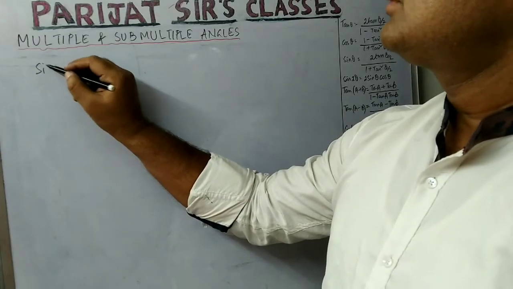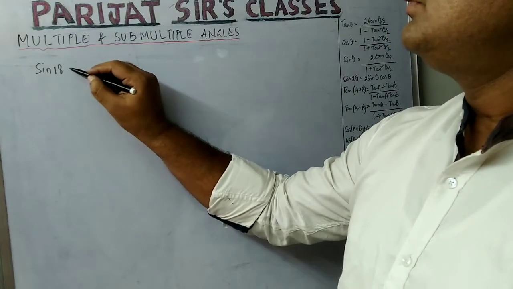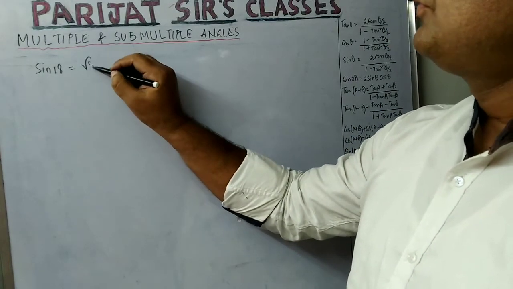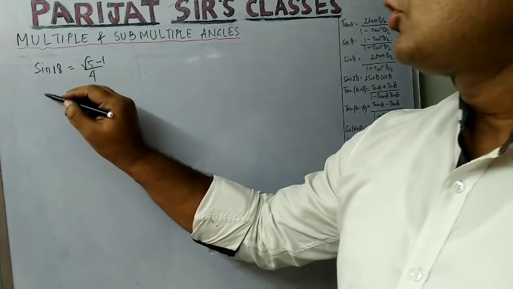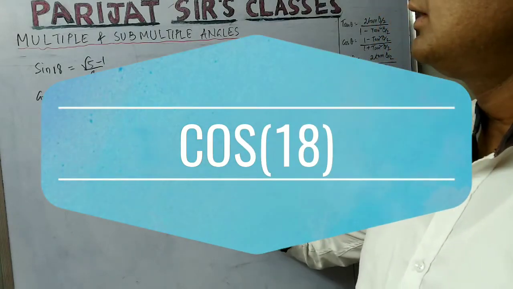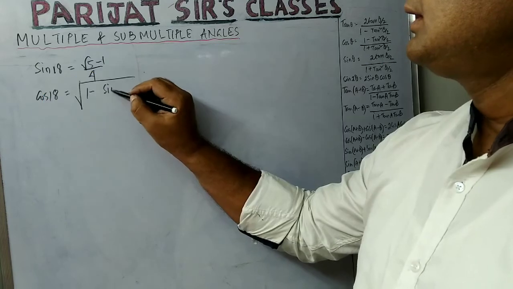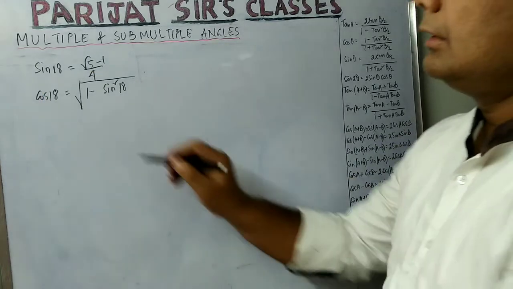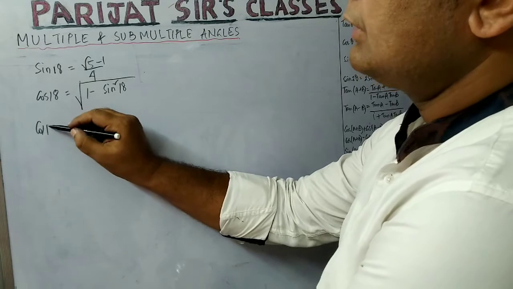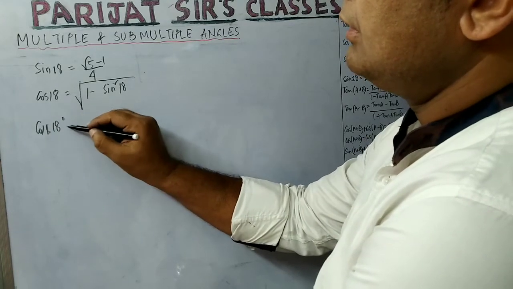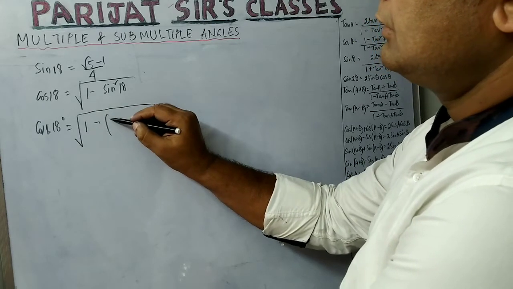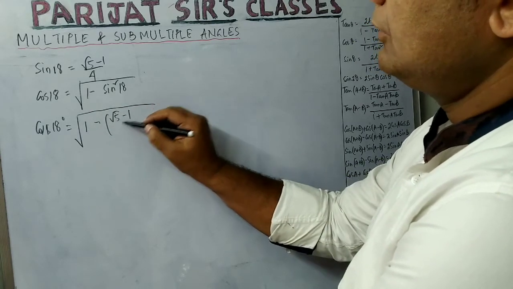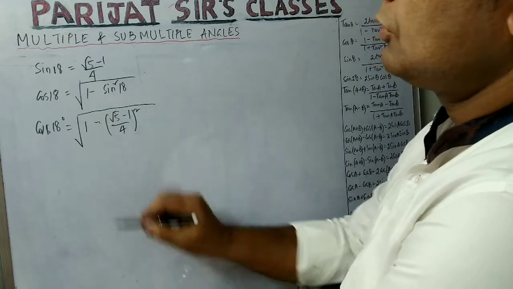So we know that sine 18 degree, we just now found, is (√5 − 1)/4. So cos 18 will be the root of 1 minus sine square 18 degree. So how to find it? Cos 18 degree will be, we just now found, the root of 1 minus ((√5 − 1)/4) square.